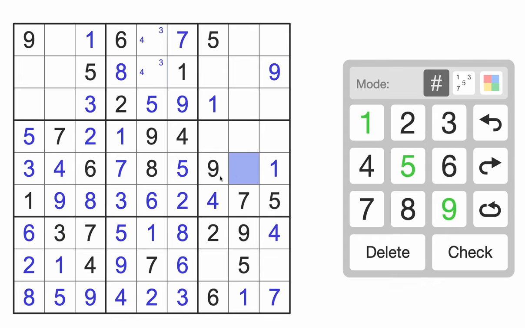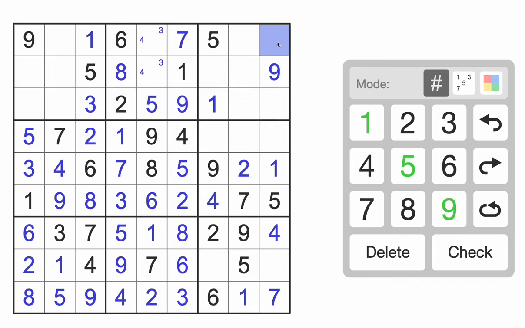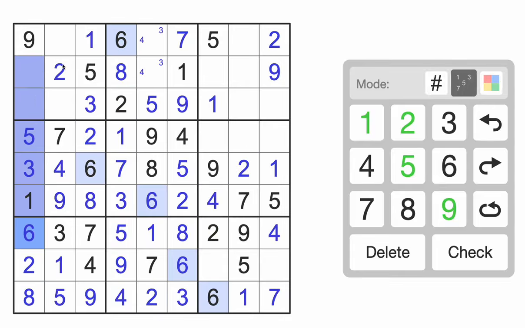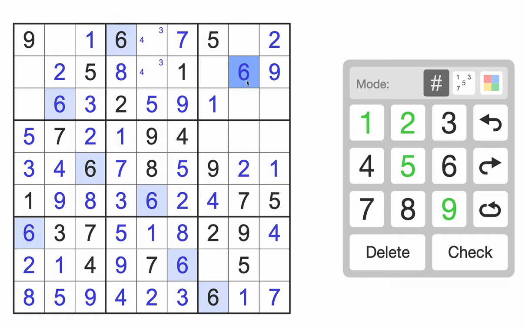The last number of this row is 2. And 2 gives me 2 here. 2 gives me 2 here. And 6 and 6 gives me 6 here. And 6 gives me 6 here. 6 and 6 gives me 6 here. The last number of this column is 8.